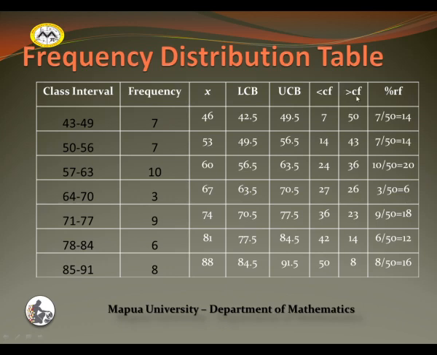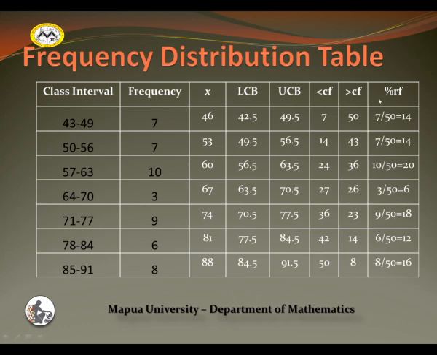For the greater than cumulative frequency, we start from the highest class interval. The frequency is 8, then add 6 to get 14, add 9 to get 23, add 3 to get 26, add 10 to get 36, and so on.